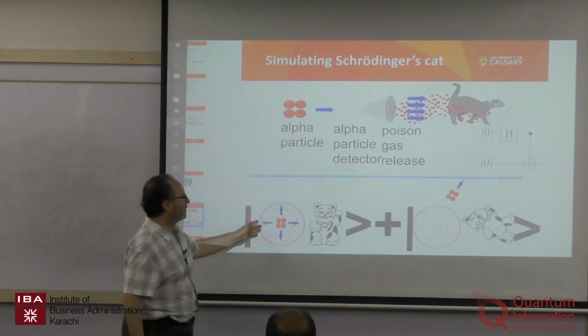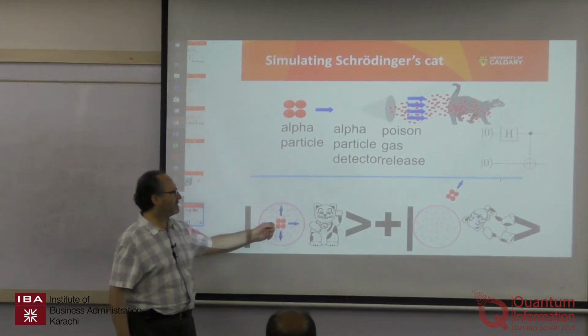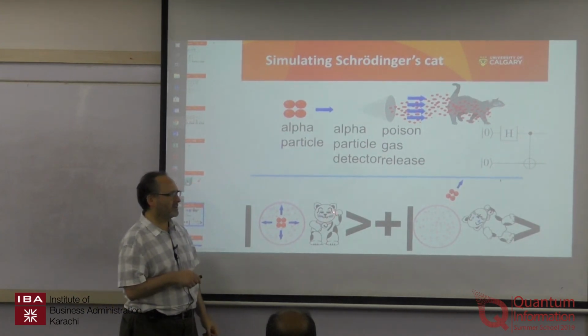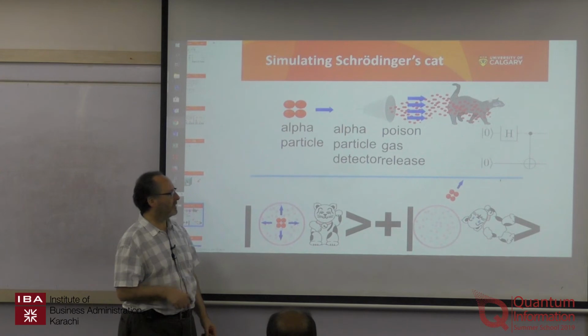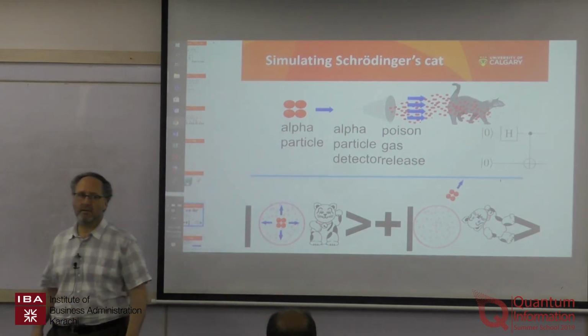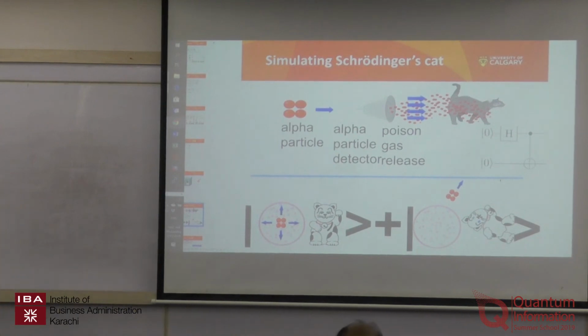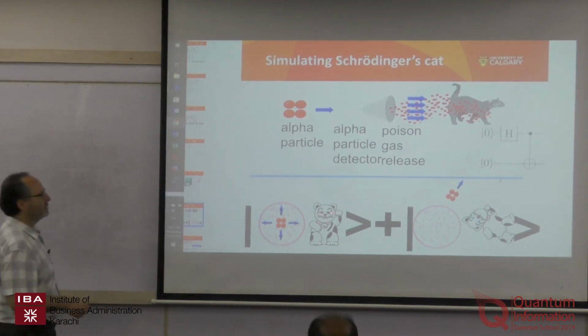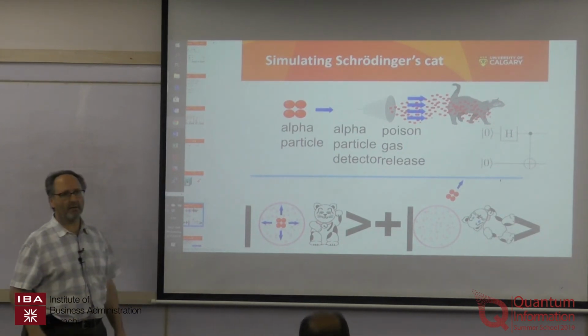And then down here, I just wrote it in terms of cats. So that's the 0, undecayed nucleus. 0 is the living cat. 1 is the decayed nucleus. 1 is the dead cat. And this is |00⟩ + |11⟩. That's an entangled state. So it's not that the cat's alive or dead. It's simply entangled with the state of the nucleus.